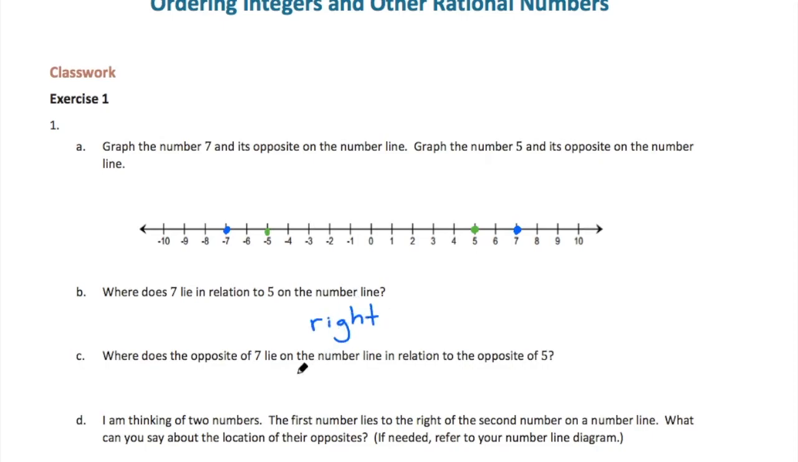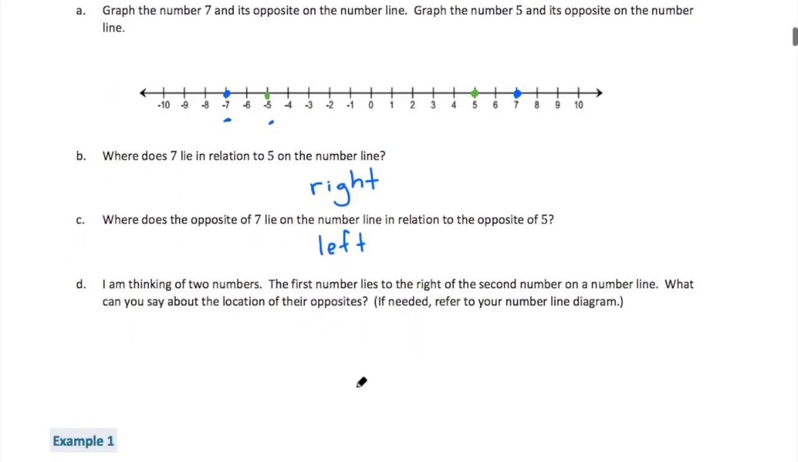Where does the opposite of 7 lie on the number line in relation to the opposite of 5? So the opposite of 7 and the opposite of 5. The opposite of 7 lies to the left of the opposite of 5. So let's try to generalize this. If I'm thinking of two numbers, and the first number lies to the right of the second number on the number line, what can you say about the location of their opposites?